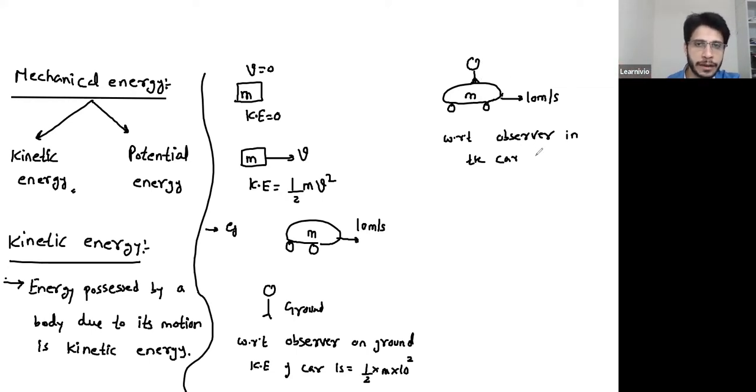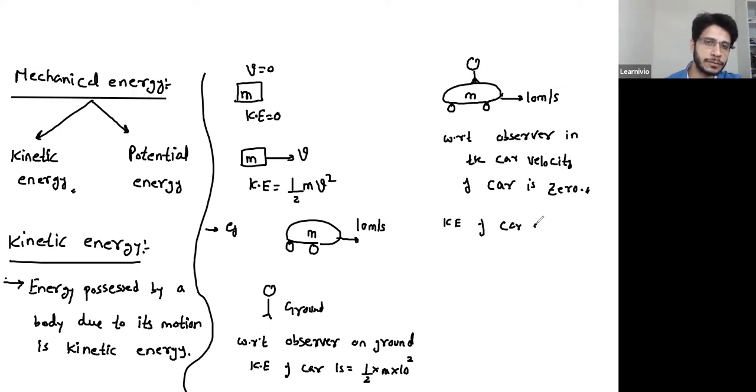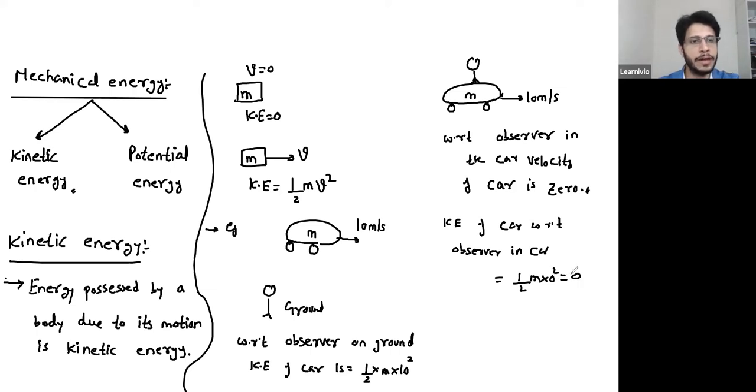So if you are in the cab, then with respect to the observer in the car, the velocity of the car is zero. This we did in relative velocity. If the velocity of car is zero, Rania, what is the kinetic energy of the car with respect to an observer in the car? Half into m into 0, so it will be zero. So kinetic energy is zero.